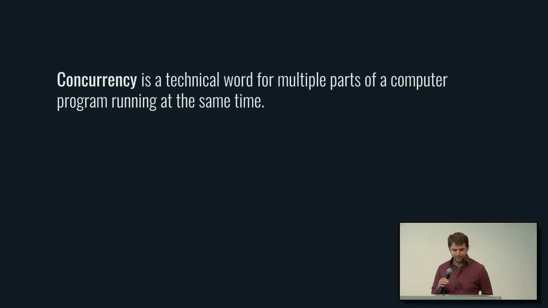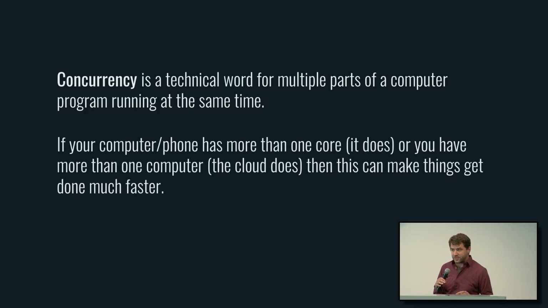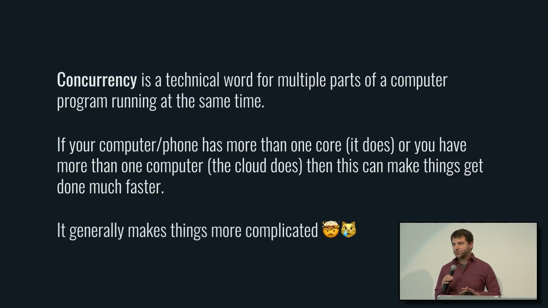That's it. If your phone has more than one core, which it does, or you have more than one computer, and the cloud definitely has more than one computer, then you can accomplish a lot more things simultaneously and a lot quicker. However, like most things in computer science, it comes at a trade-off. And that trade-off here is complexity. It is far more complex to handle concurrent operations than it is to handle them in serial order.